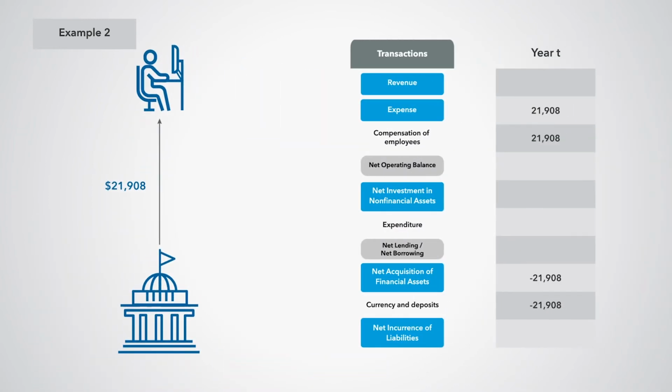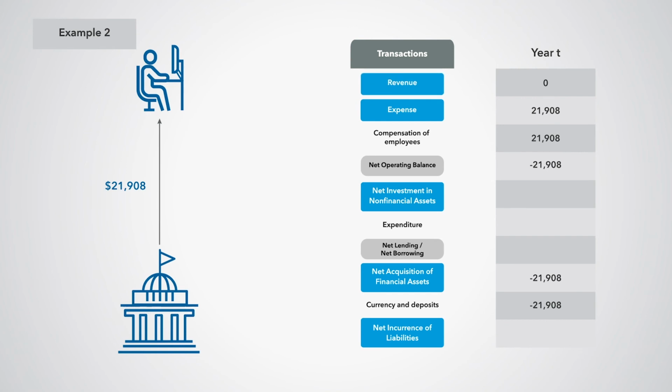In other words, the government payments to staff lead to an increase in expense paid by the government and an equal decrease in net acquisition of financial assets. The entries we just made lead to a decrease in the net operating balance equal to the increase in expense because there are no revenue transactions.